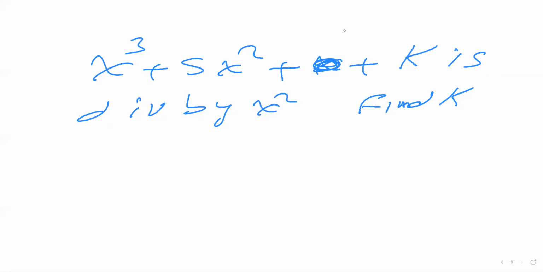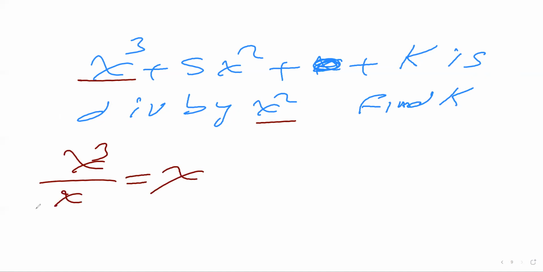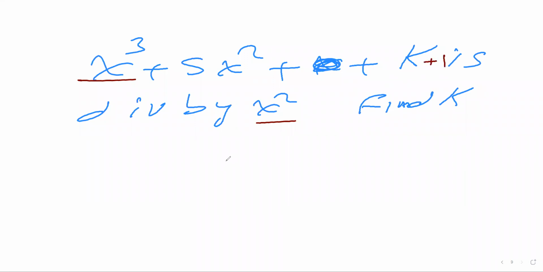I say, guys, I have no problem with x cubic and x squared. I can divide them, right? Because x cubic over x squared gives us x. So I can divide them. I have no problem with this one and this one, because 5x squared divided by x squared gives us 5. So in fact I have no problem. Right or not, guys? Let's say plus k plus 1, for example.